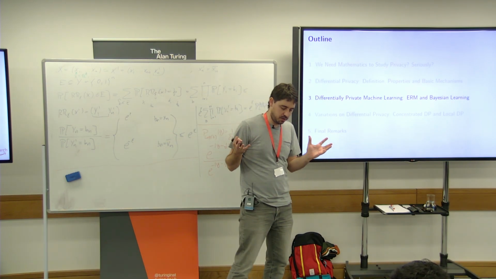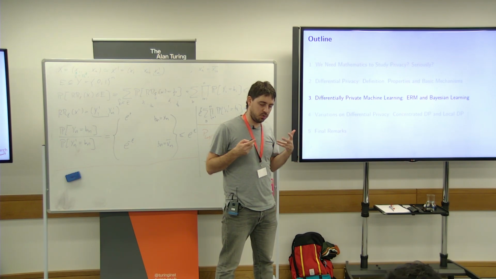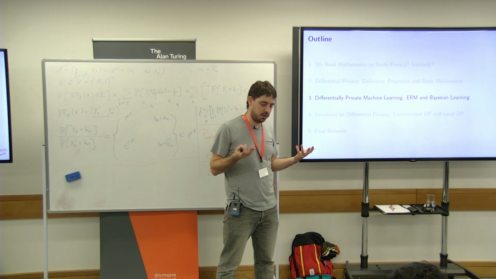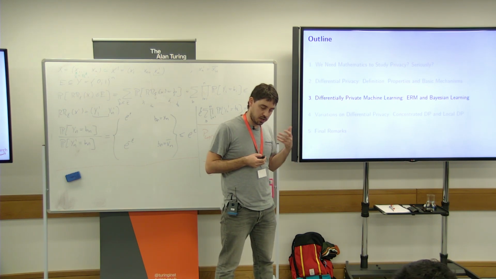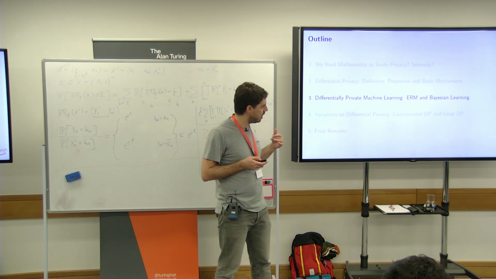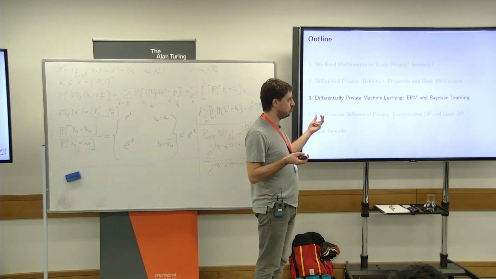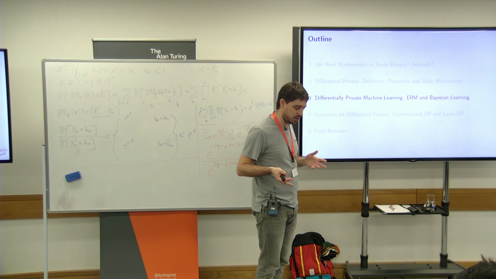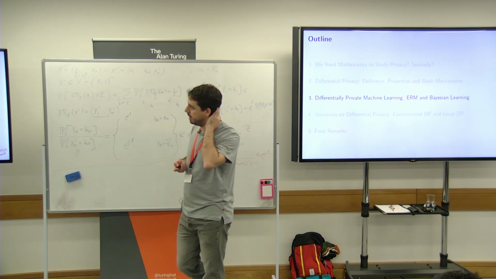So once you have thought about it like this, you could try to come up with a differentially private mechanism for this by saying output perturbation. That's one way to do it, and there are other ways. What I want to do now is talk about two approaches to machine learning and how you can make them private. The first is empirical risk minimization, and the other is Bayesian learning.